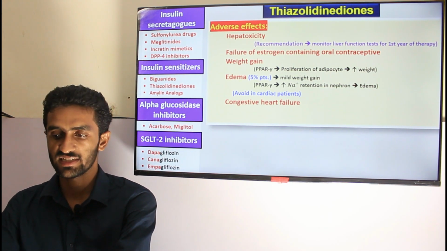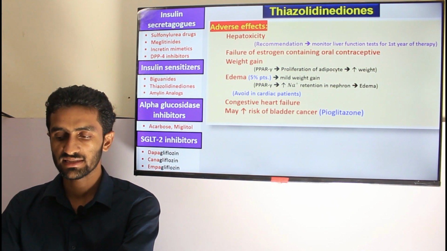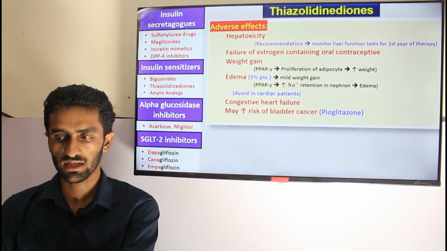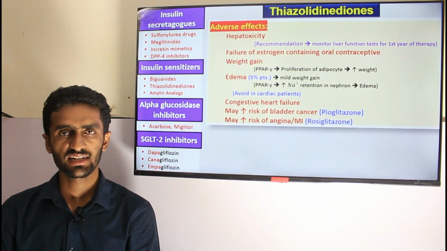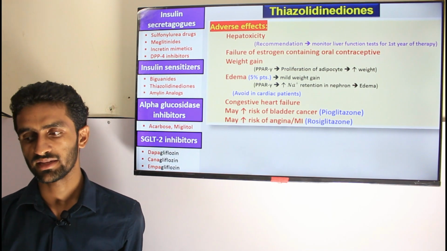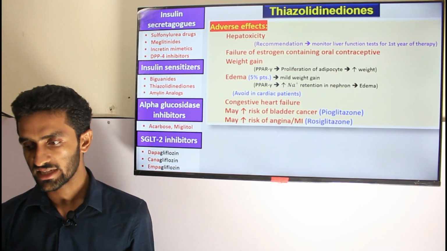And they can cause congestive heart failure, and there is an increased risk of bladder cancer with pioglitazone, and they increase the risk of MI with rosiglitazone. So these are special side effects with the drug.